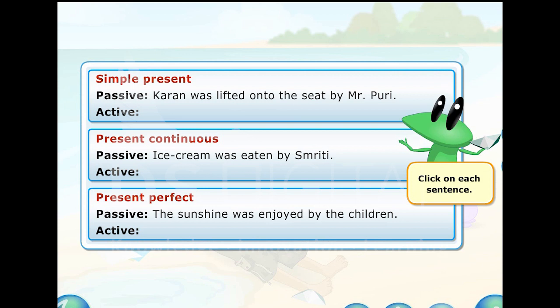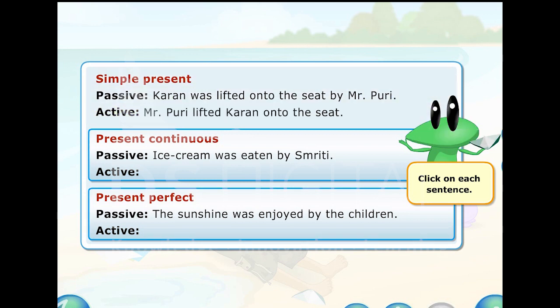Here are some more passive sentences. Let's convert them into active sentences. Click each sentence to see how it can be converted from the passive to the active voice. The doer of the action is Mr. Puri, so he is mentioned first in the active sentence. Also, the verb was lifted becomes lifted in the active voice.